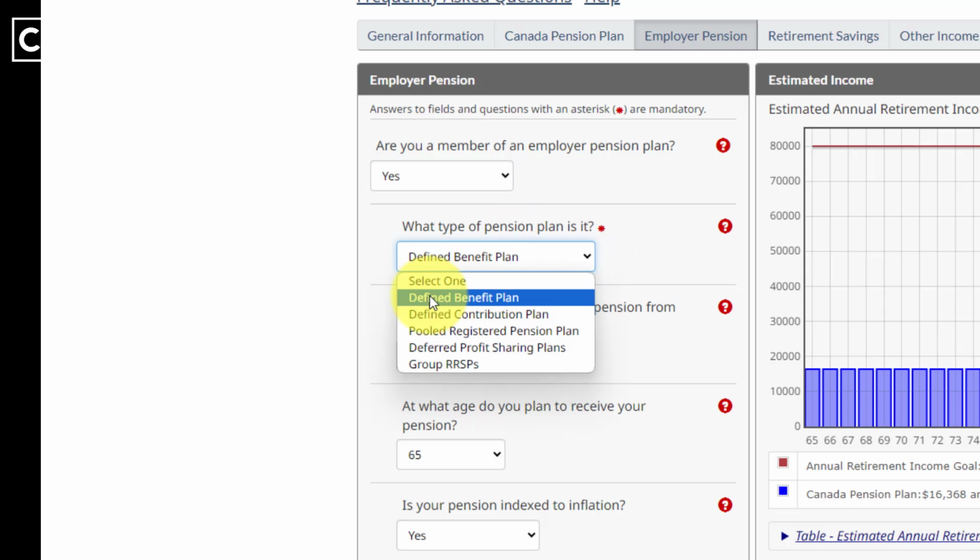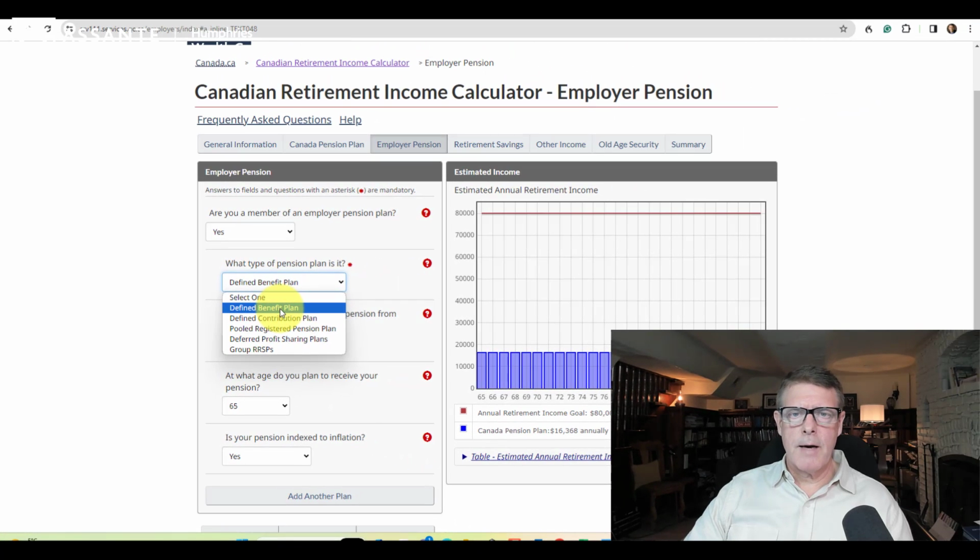So it gives you a number of options: defined benefit, defined contribution, pooled registered pension plan, deferred profit sharing plan, group RSP. So defined benefit plan, if you're not familiar with the basic terms, that's a formula plan. Years of service times a certain benefit rate times the average of your best 5 years, or the average career earnings. It's really driven by the formula. If you're not sure, make sure you go back to your benefits department to confirm that.